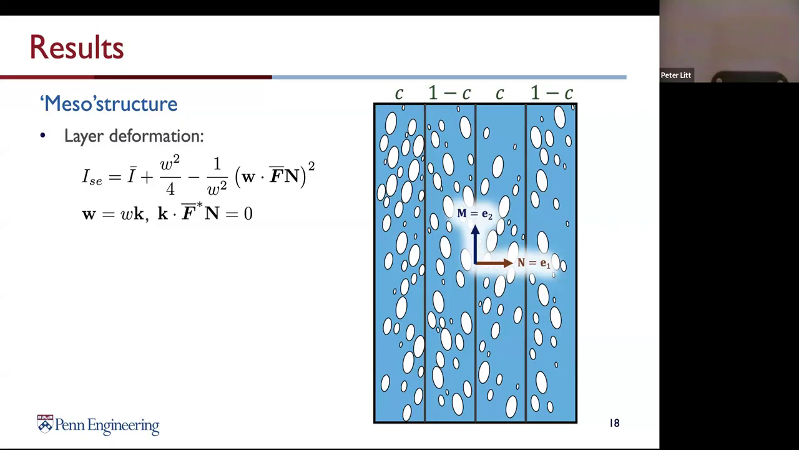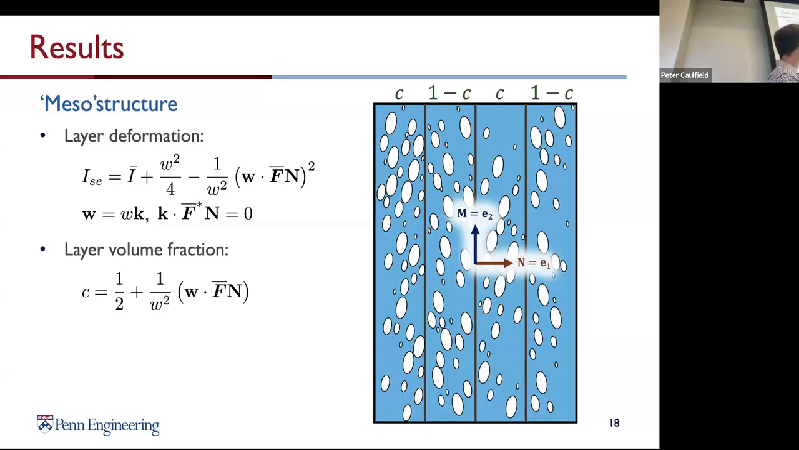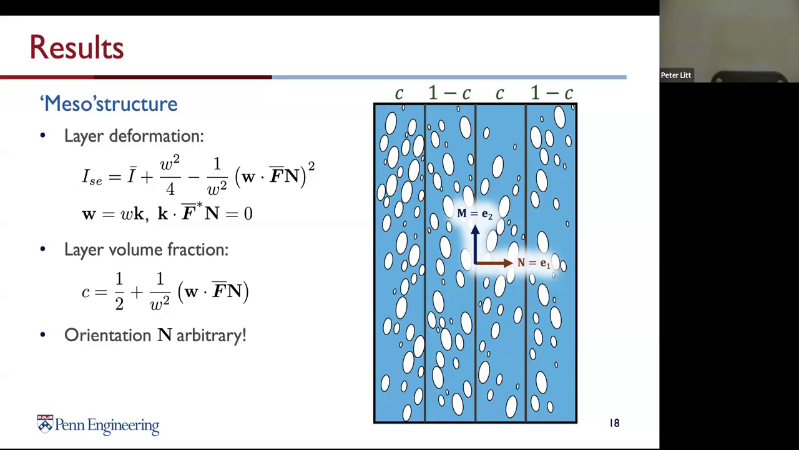So once you find your ISC, which is that place where you evaluate the energy in the twin regime, you can compute the magnitude of W in terms of that and in terms of your layer orientation. And you also know what the direction of W has to be. You can get the layer volume fraction, again, as a function of the layer orientation. When you have this, that's actually sufficient to make your function rank one convex. And so in particular, what that means is that the layer orientation is arbitrary. So you can satisfy all of the optimality conditions for any orientation.